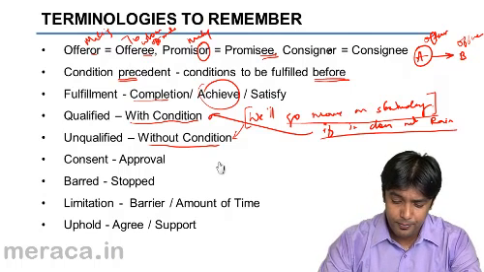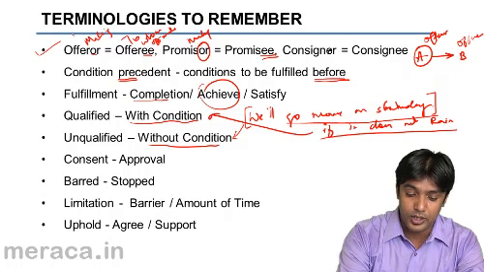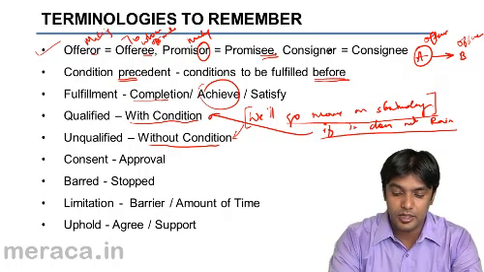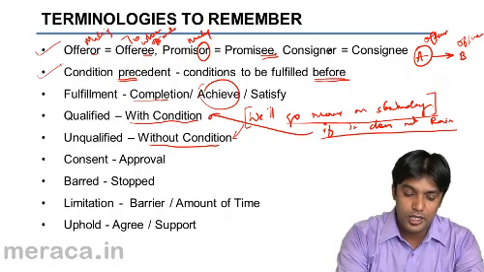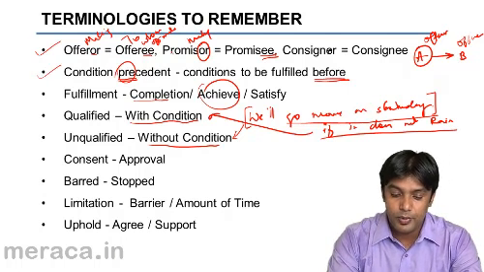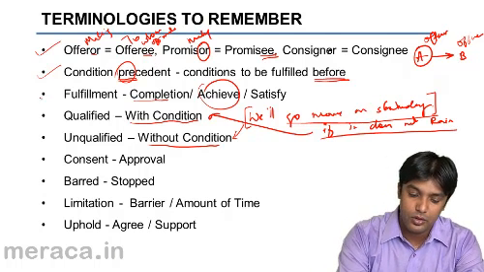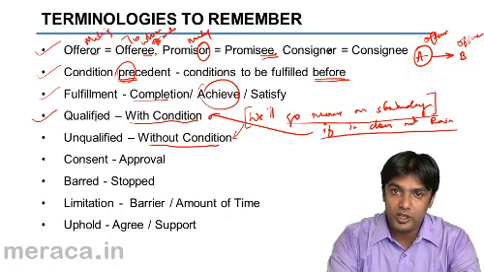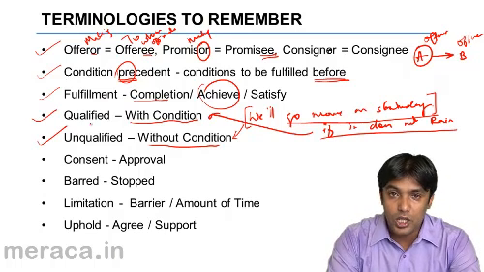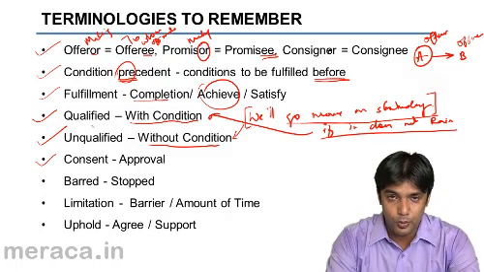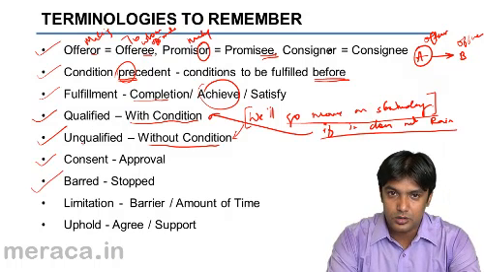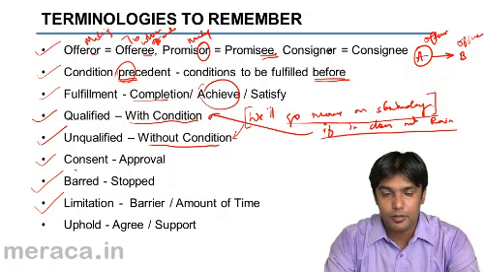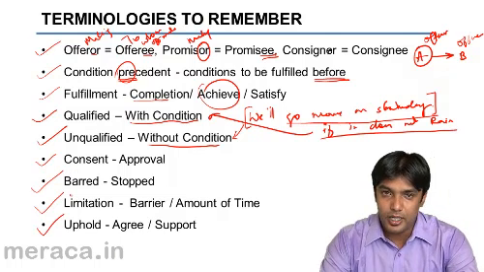So let's just go into recap. The first terms we looked at are offerer, offeree, promisor, promisee, consignor, consignee. The term or signifies who makes it. The term ee signifies to whom it is made. Condition precedent, like preliminary. Precedent is before, so conditions to be fulfilled before. Fulfilment is completion, to achieve or to satisfy. Qualified means with conditions. Unqualified means without conditions. Consent is an approval that you're giving. Barred is stopped or restricted. Limitation is a barrier or amount of time where you're stopped from doing things. Uphold is agree or support.